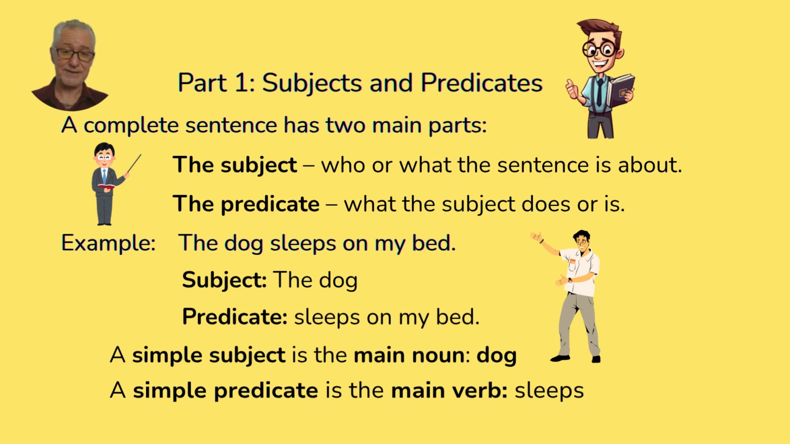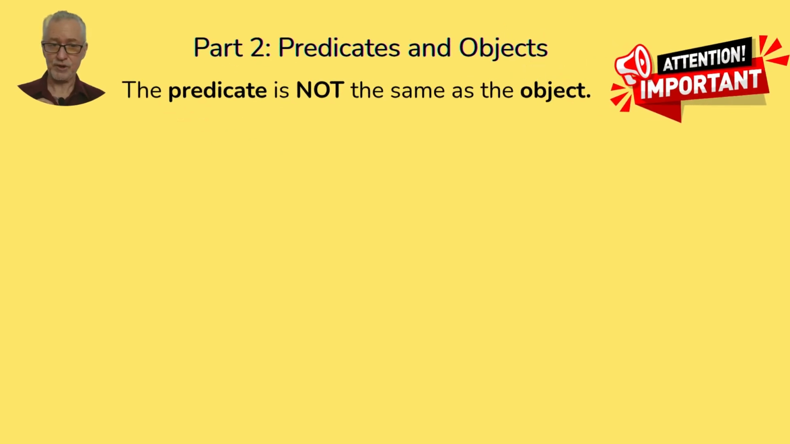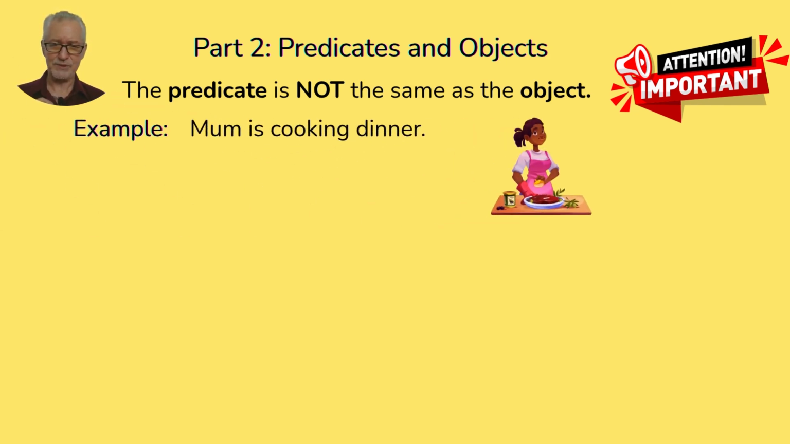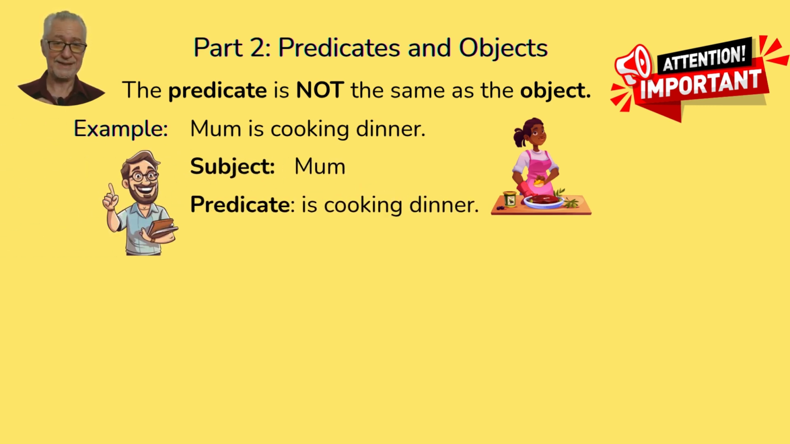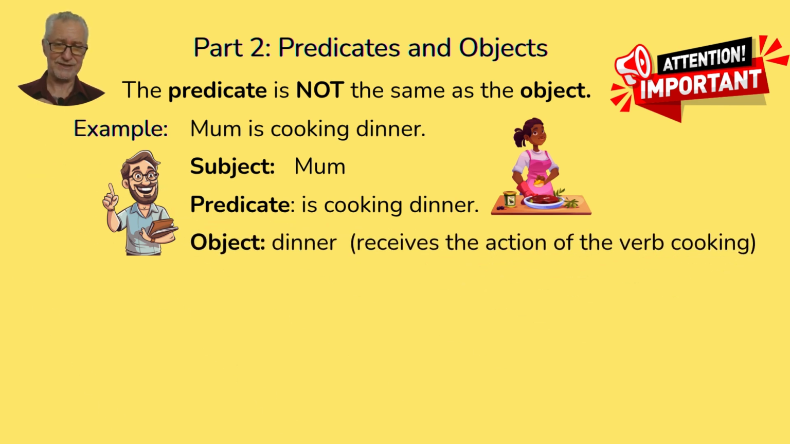So the subject is who or what the sentence is about, and the predicate is everything else. The simple subject is the main noun in the subject, and the simple predicate is the main verb in the predicate. An important point to note is that the predicate is not the same as the object. The predicate and the object are not the same thing. In our example sentence, Mum is cooking dinner, the subject is Mum, the predicate is cooking dinner. The object is dinner.